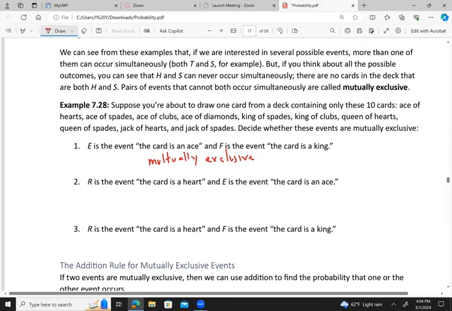H is the event the card is a heart, and E is the event the card is an ace. We have an ace of hearts. So these are not mutually exclusive. H is the event the card is a heart, F is the event the card is a king. This is mutually exclusive.